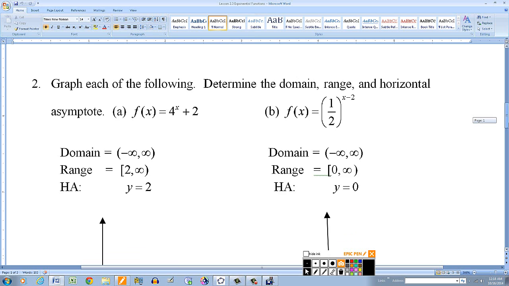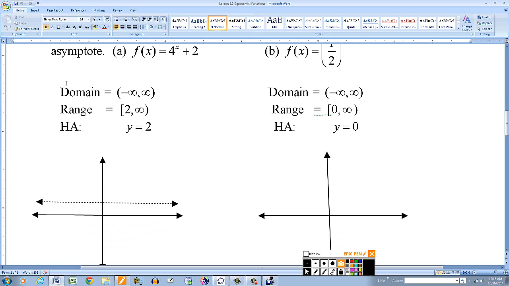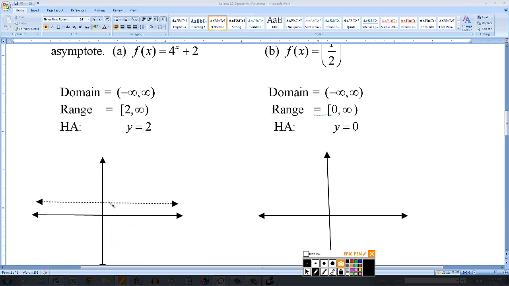So we're adding 2 to that, so we're going to shift it up 2 places. So instead of having a horizontal asymptote at y equals 0, we have it at 2. So this would be 0, 2. Then this one would pass through the point 0, 3. Notice if I put a 0 where the x is, 4 to the 0 is 1, 1 plus 2 is 3. So that passes through this point. And again, if the base is larger than 1, the graph is going to go up. So this graph is going to approach the horizontal asymptote y equals 2.